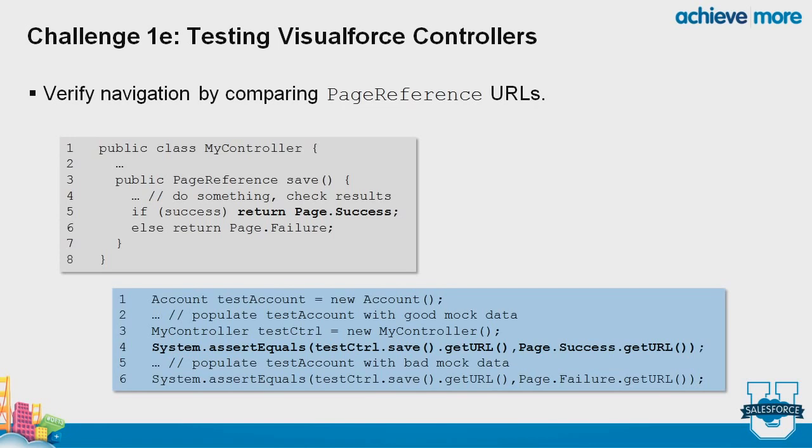All right? So line number 4, if it is success, and line number 4, if it is a failure. And you and test controller save, that's the action method. It returns a page reference. You get the URL, and that's a string that is going to take you somewhere. Then you make sure that that string is the same thing as the URL that you get for your page success. Or in line 6, do exactly the same thing, except that you want to see if it is the failure page that the users get sent to.